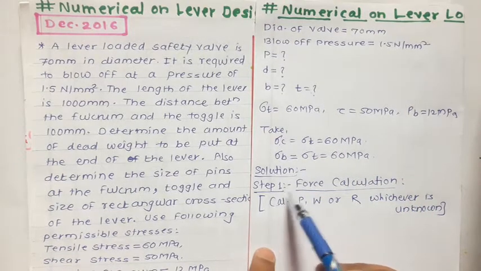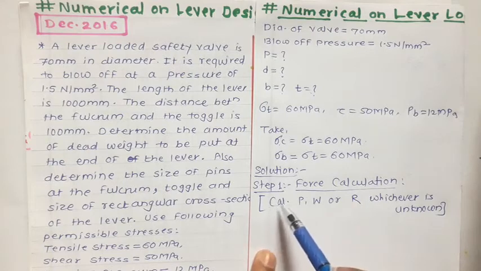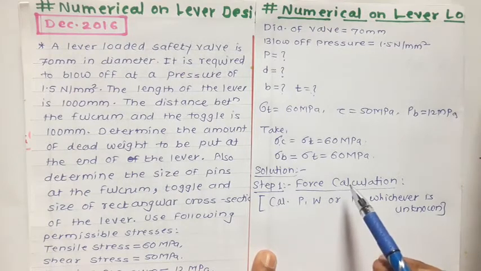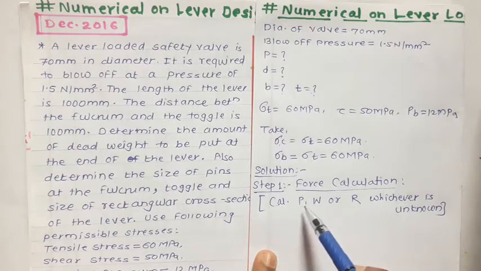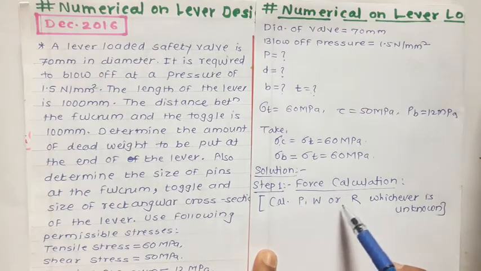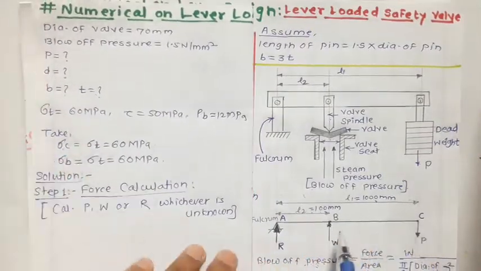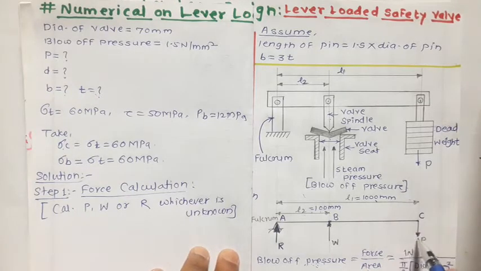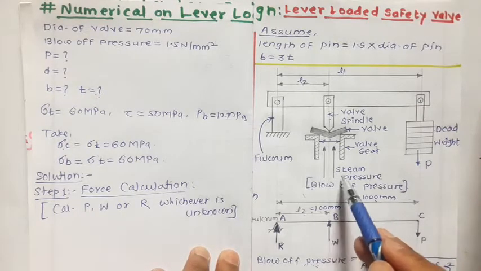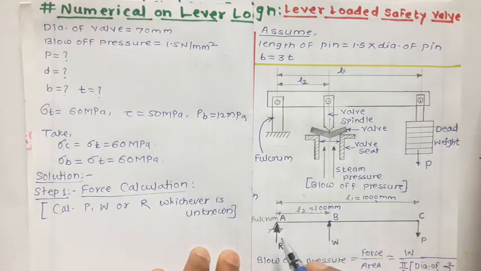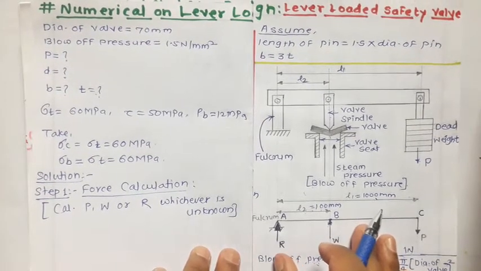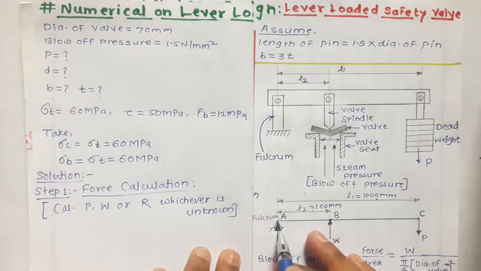We start with step number 1, force calculation. In the bracket you write what exactly we have to do in this step: we have to calculate force P, force W, or force R, whichever is unknown. Now let us look at this diagram. Force P is the force caused by dead weight, acting downward. Force W is the force caused by steam pressure acting vertical upward, and this is the reaction force at this fulcrum, which we have assumed in vertical upward direction. Right now you assume this in vertical upward direction, and depending on the value of this R we will decide about its direction.